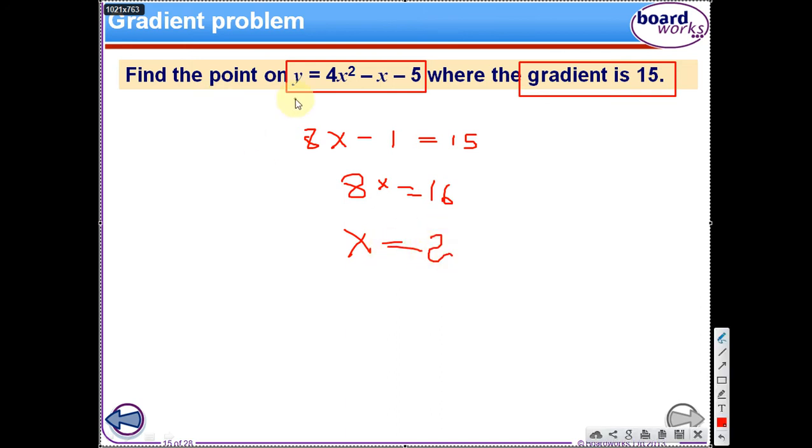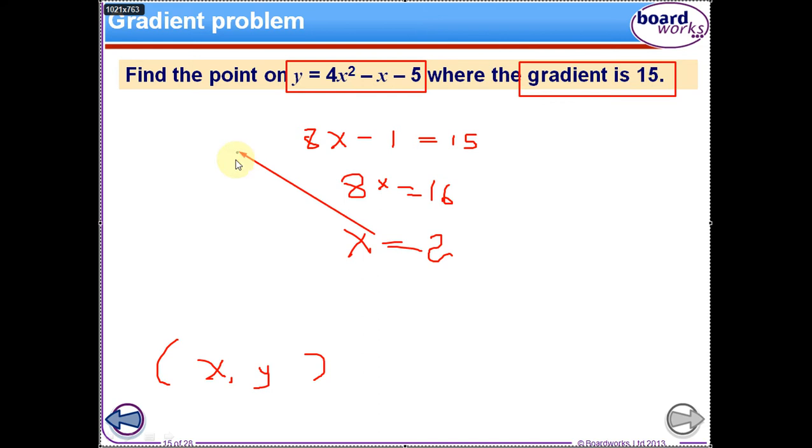Now, we are asked to find the point. To find the point means that we have to find the coordinates (x, y), but that is just the value of x. I still need the value of y. So what do I do now? The next thing is to substitute this value into the original equation. So substitute the value of x in the original equation.